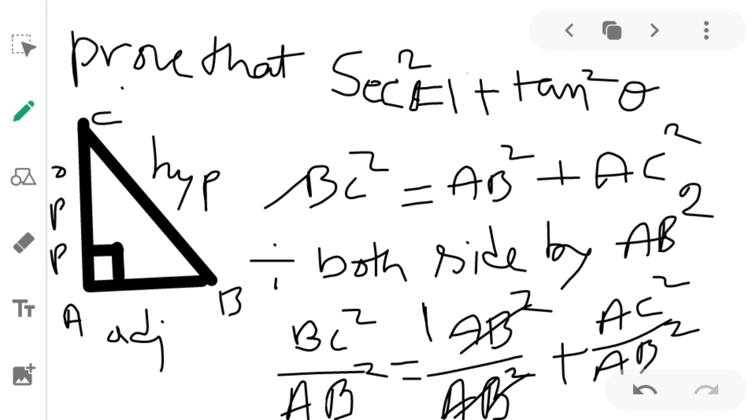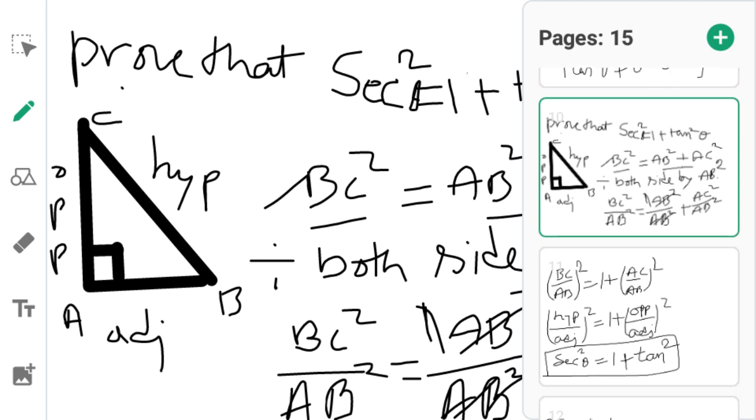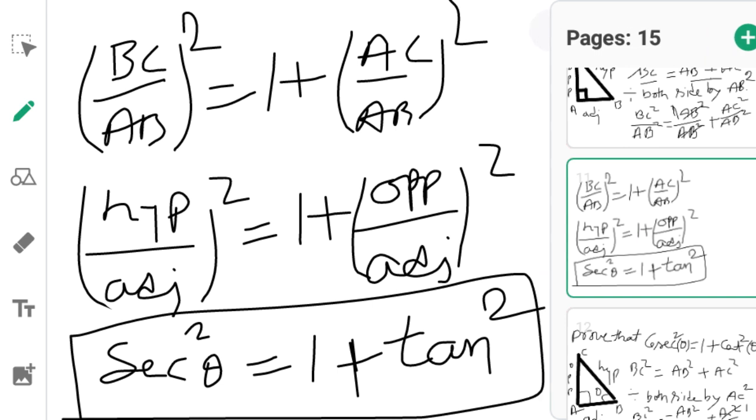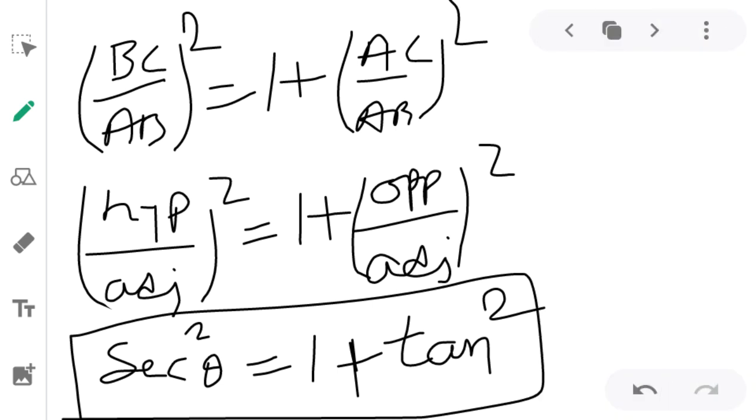BC square equals AB square plus AC square. So now I am dividing both sides, left hand side and right hand side, by AB square. When you divide, BC square by AB square equals AB square by AB square, which cancels one times, plus AC square by AB square remains. In the next step, when you divide BC by AB, you can take it as a whole square. AB square cancels one times, plus AC divided by AB whole square remains.